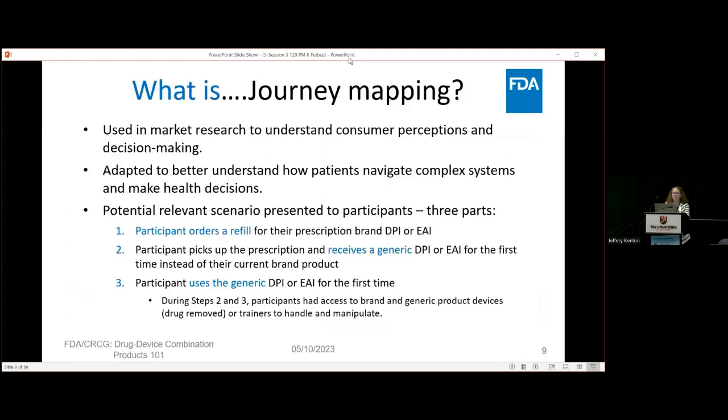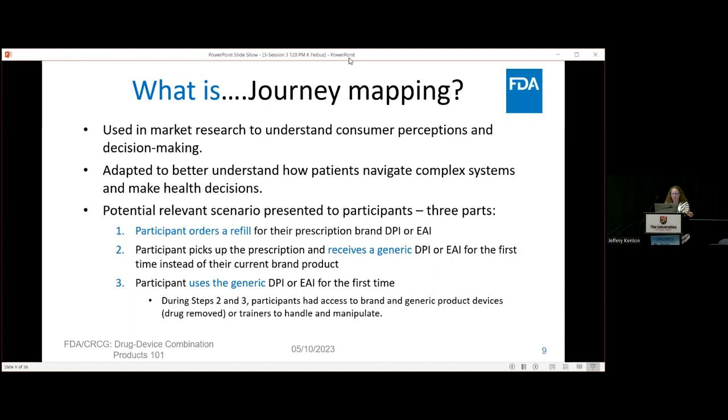What is journey mapping? This is a process used in market research to understand consumer perceptions and how consumers make decisions. This journey mapping process was adapted for this study to understand how patients navigate complex systems and health decisions. It's been used in other settings related to health as well as in this study. The 3 parts of this journey for participants were, first, the participant orders a refill for their prescription, either dry powder inhaler or epinephrine autoinjector, and they talk about that process.